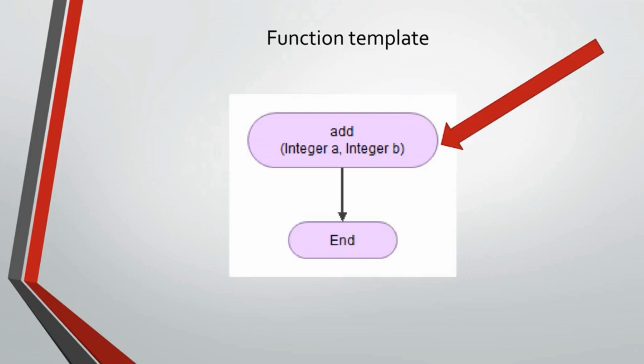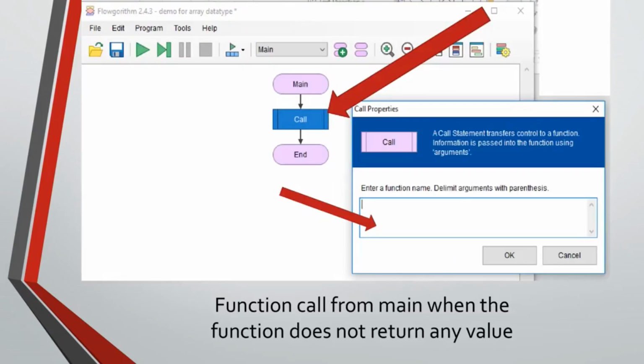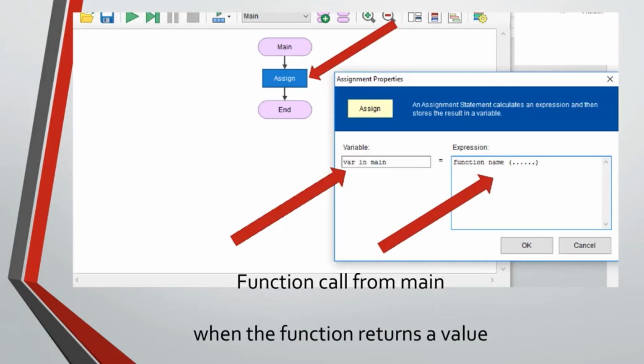Function template. If the function has a return value, the function name is used in an output statement with the ampersand symbol. Example: "The sum is" & add(n1, n2). Or the return value can be assigned to a variable: sum = add(5, 9). Function call from main when the function does not return any value. Function call from main when the function returns a value.